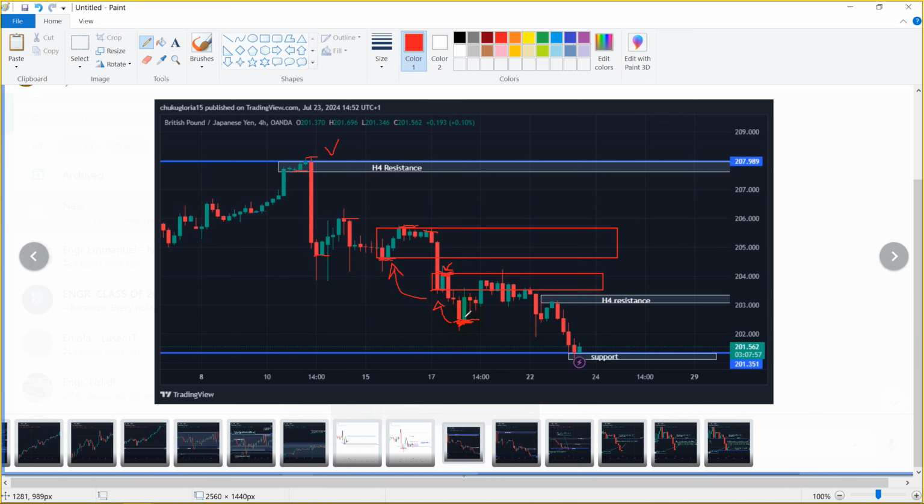And eventually, what did price do? Price went up. So if I'm looking for sell, my sell again will be below the support.